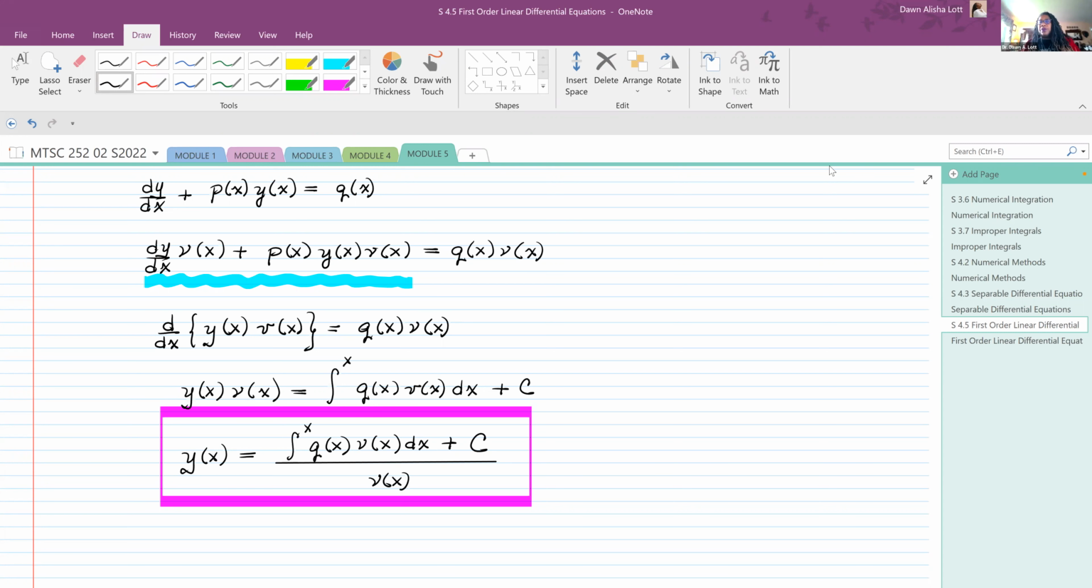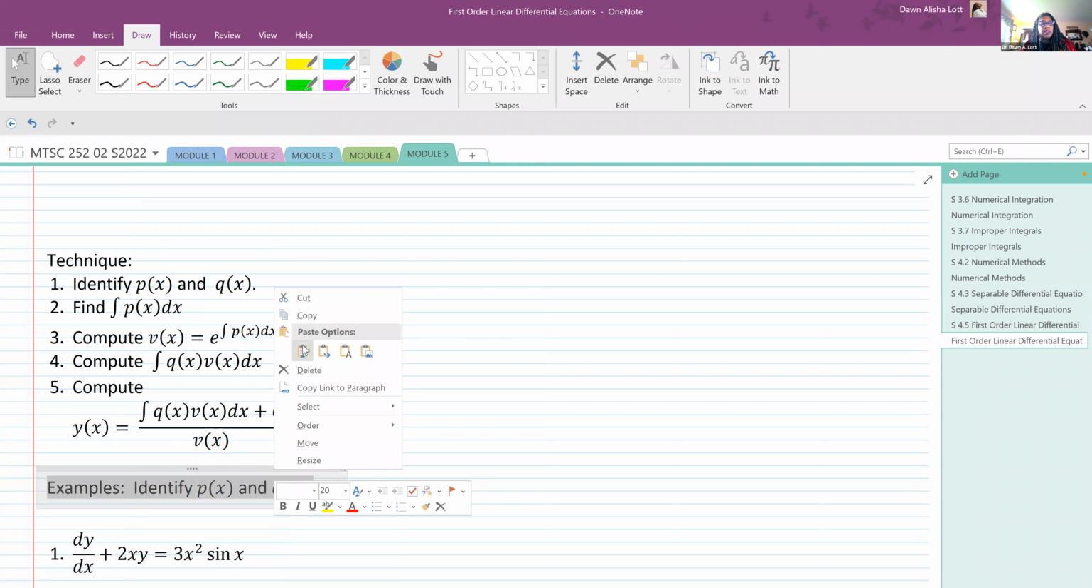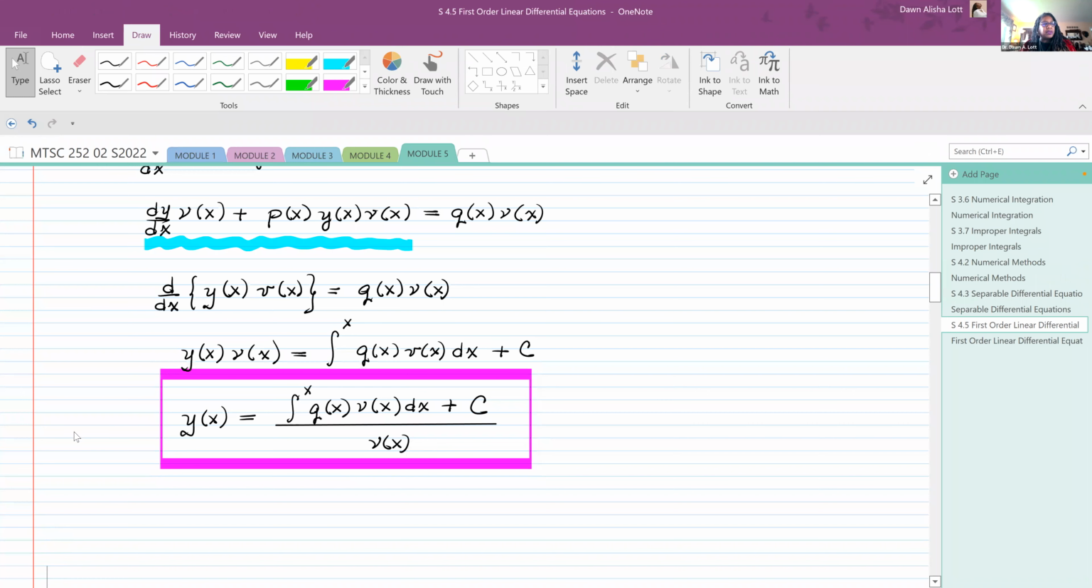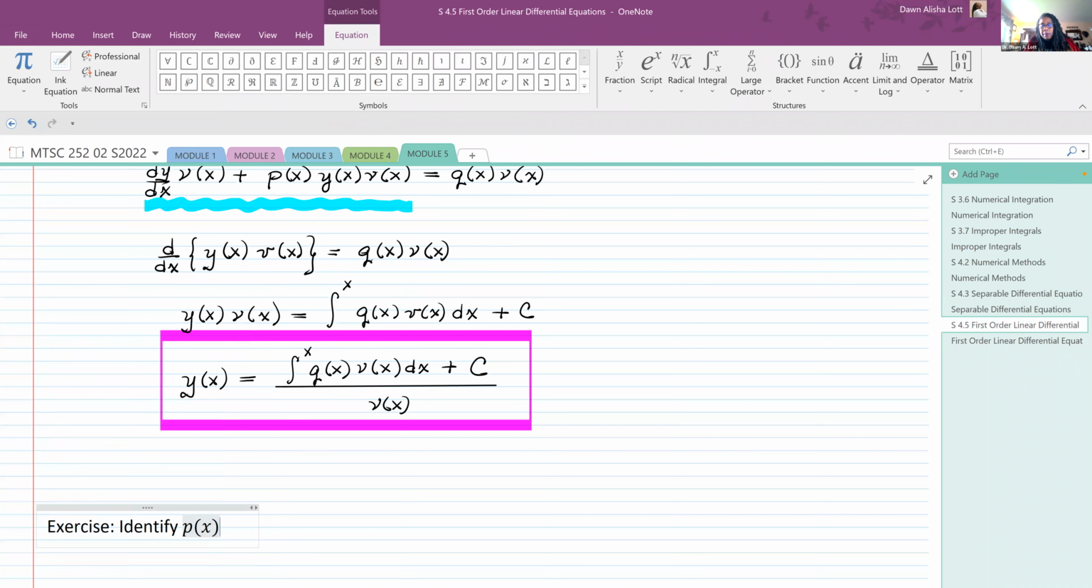That's the solution to the differential equation. Okay, so let's go through a little exercise where we're only going to identify what P and Q are. I'm not doing anything else yet. We're going to eventually figure out how to find V. We want to go through an exercise where we identify P of X and Q of X. All right, so here we go.